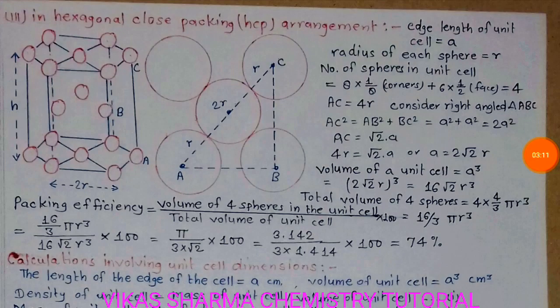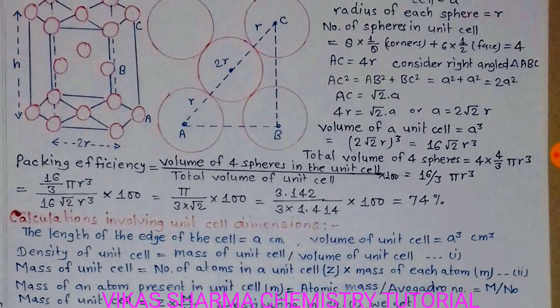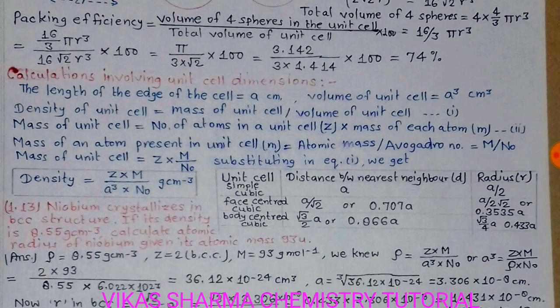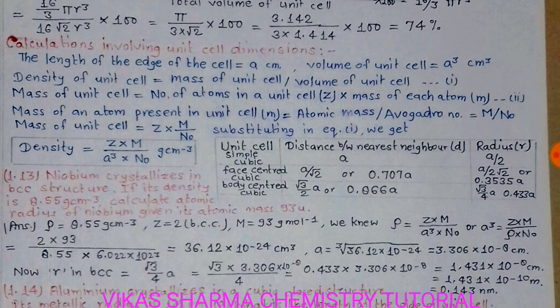Student, in the display you have seen the hexagonal close packing, HCP, arrangement. You can easily derive it. Now calculations involving unit cell dimensions. The length of the edge of the cell is a centimeter, and the volume of the unit cell is a cube cubic centimeter. The density of the unit cell is equal to the mass of the unit cell divided by the volume of the unit cell. The mass of the unit cell is equal to the number of atoms in a unit cell, Z, multiplied by the mass of each atom, m.